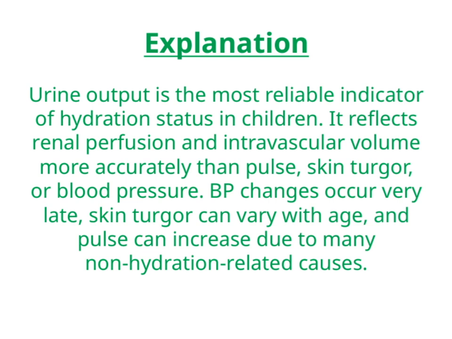Skin turgor, on the other hand, can vary quite a bit depending on the child's age, making it less consistent. And pulse rate can increase due to many other reasons, not just dehydration, so it's not always a reliable standalone indicator. So overall, paying close attention to urine output helps us get a more precise picture of the child's hydration status, allowing us to intervene more effectively and promptly. This underscores the importance of monitoring urine output carefully in our assessments.